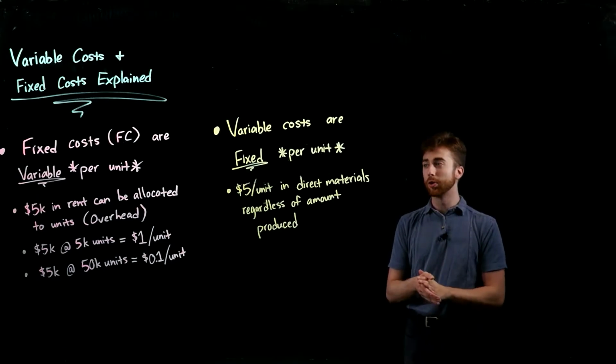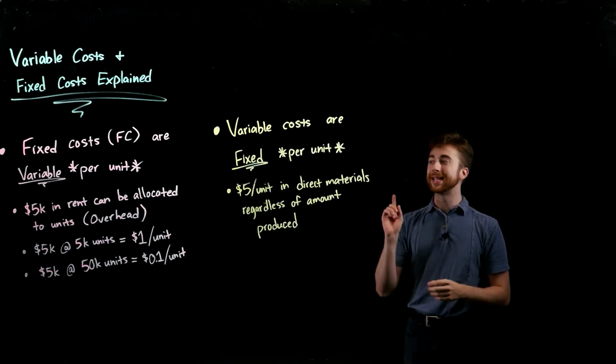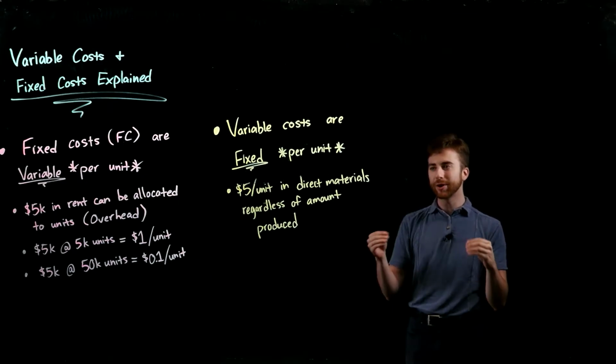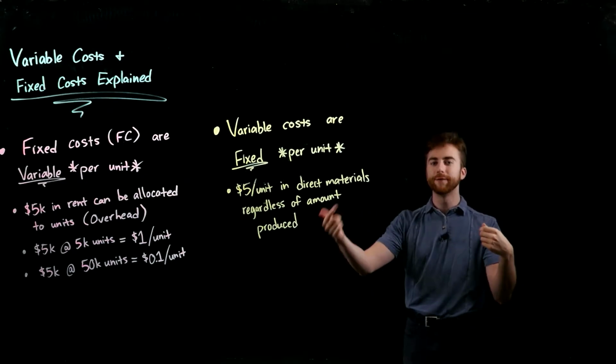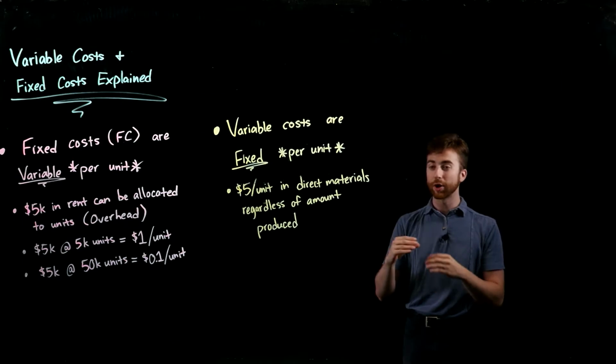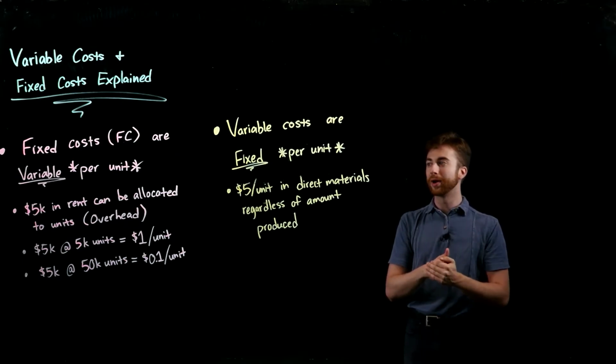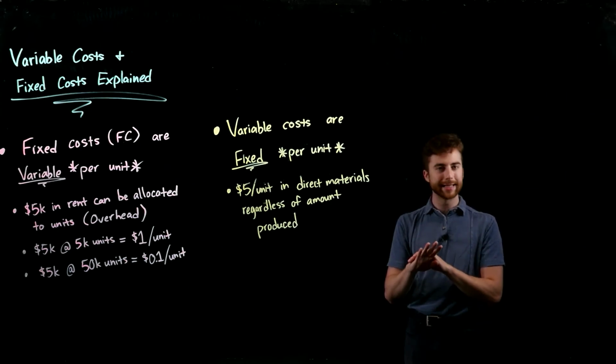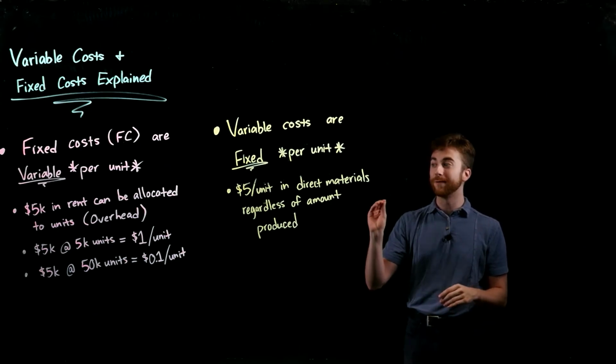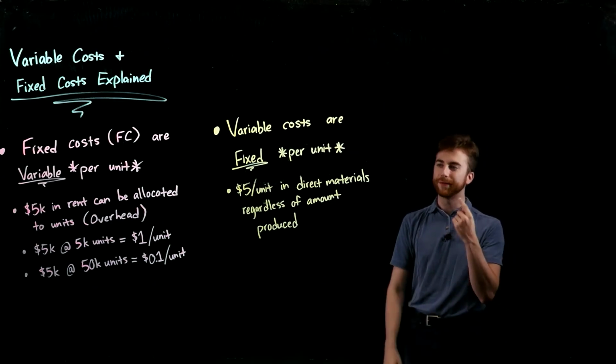So long story short, fixed cost and variable cost, their namesake is based on the total fixed and variable costs, where fixed costs are fixed in total, variable costs are variable in total. Where we're dealing with a per unit basis is the exact opposite, where fixed costs are variable per unit and variable costs are fixed per unit.